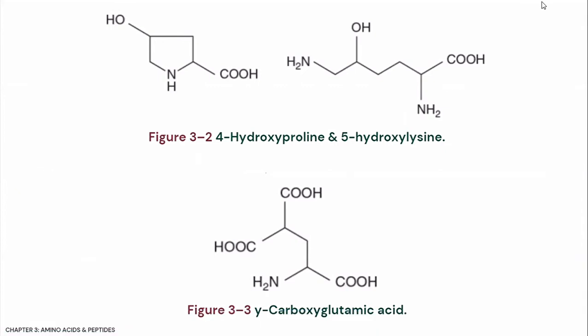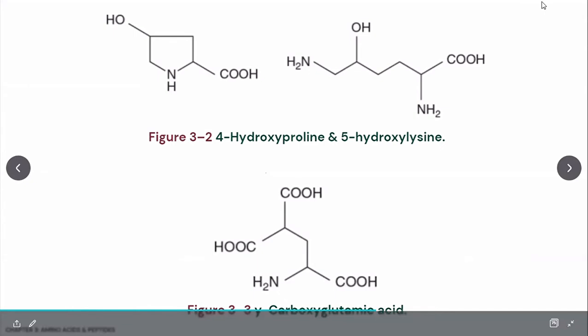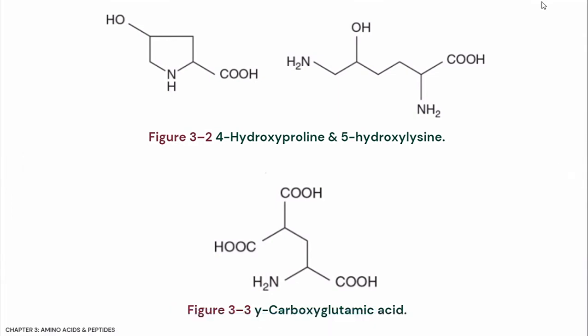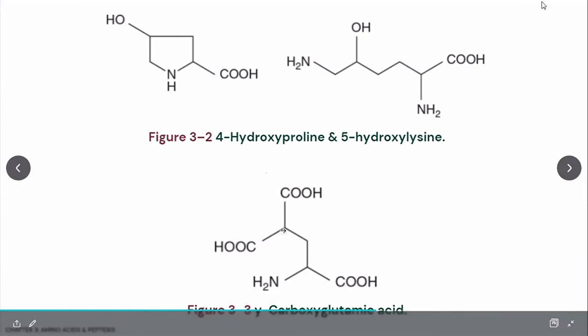So this is another post-translational modification. Your glutamic acid, now look at this, has another carboxyl group that is added. This is the alpha carbon, beta, gamma. And then you have a carboxyl group there, and then another carboxyl group that is added. So this is now known as gamma-carboxyglutamic acid. Now this amino acid is very important in blood clotting.